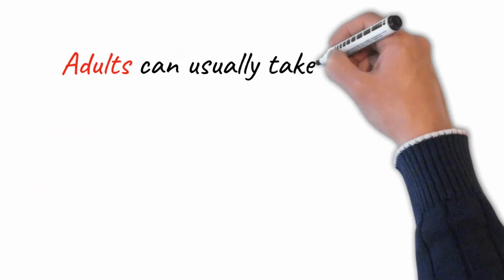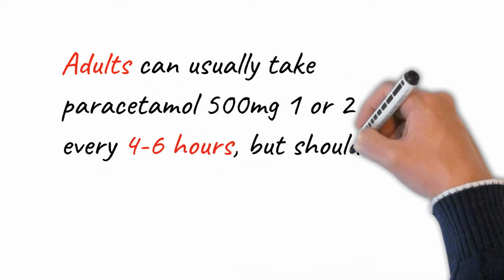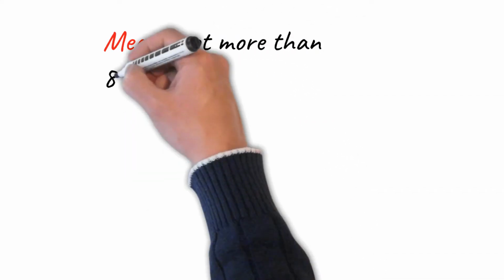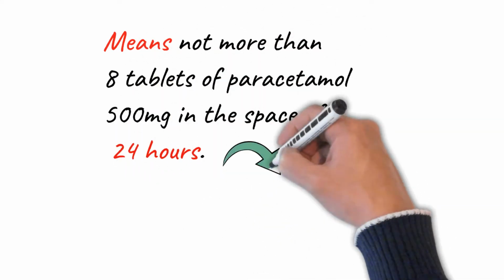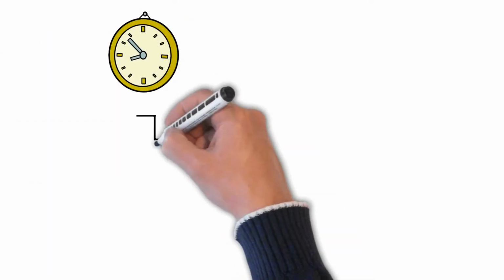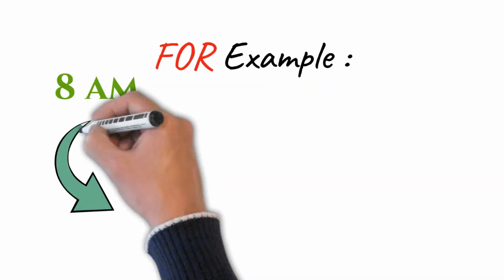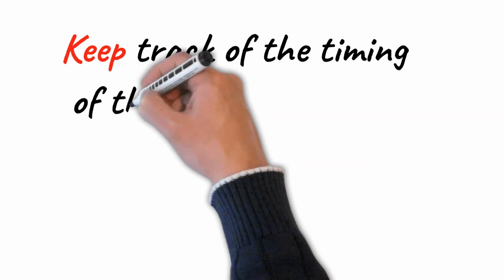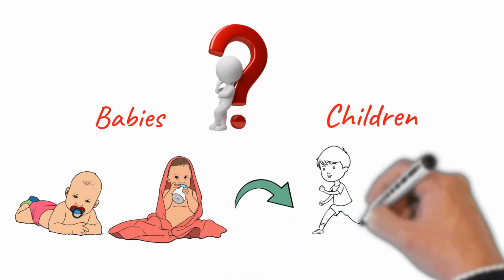Adults can usually take paracetamol 500 mg, 1 or 2 tablets every 4 to 6 hours, but shouldn't take more than 4 grams. That means not more than 8 tablets of paracetamol 500 mg in the space of 24 hours. Wait at least 4 hours before giving the next dose, for example, 8 a.m., 12 p.m., 4 p.m. and 8 p.m. Keep track of the timing of the doses and check when it was last given before giving it again.